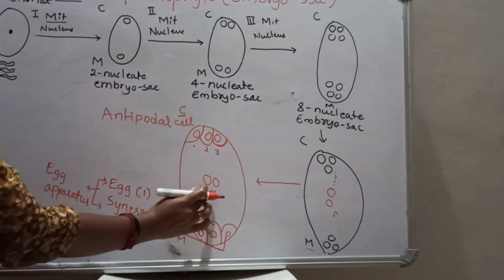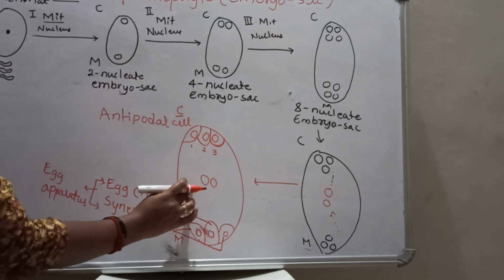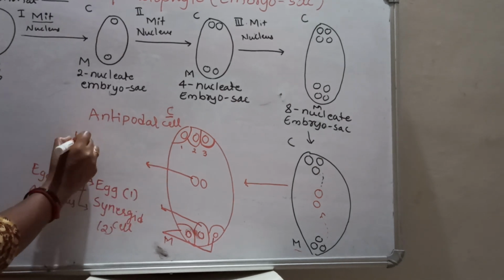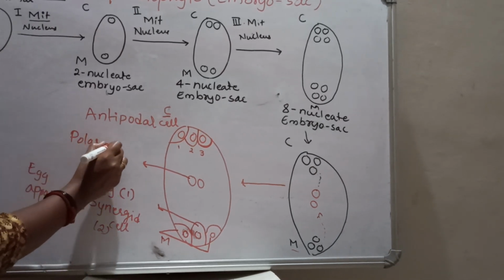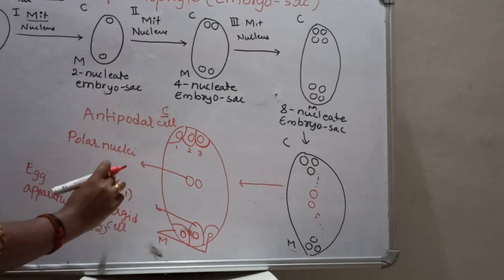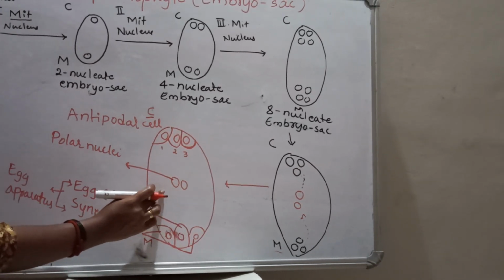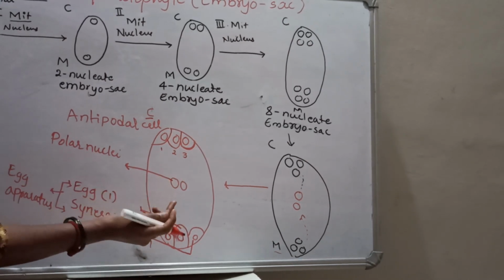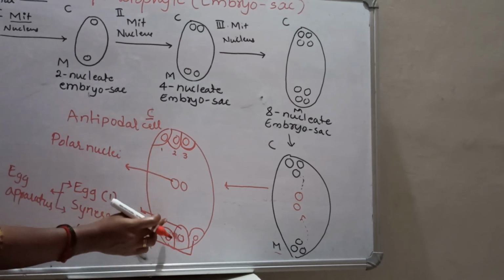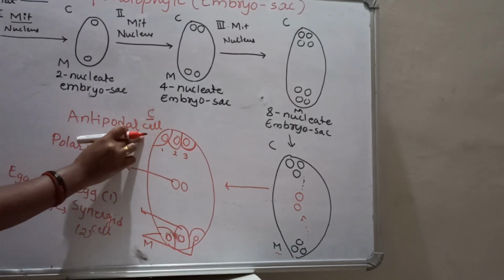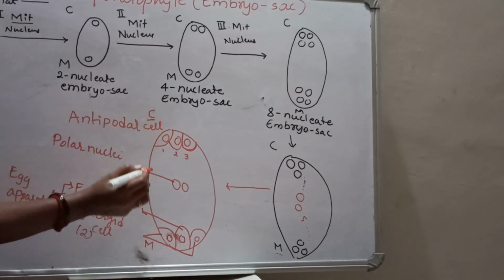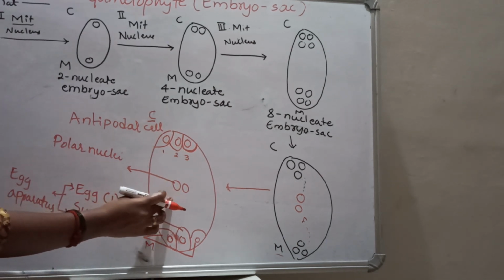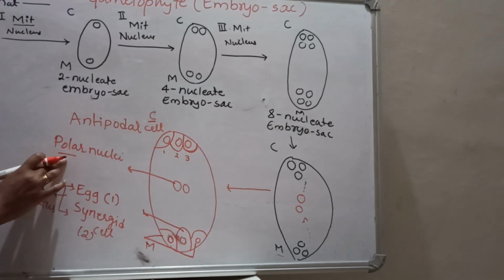Then the 2 nuclei present in this cell are called polar nuclei. Why are these nuclei called polar nuclei? Because each nucleus comes from a pole. One comes from the chalazal end and one comes from the micropylar end. That's why these 2 nuclei are called polar nuclei.